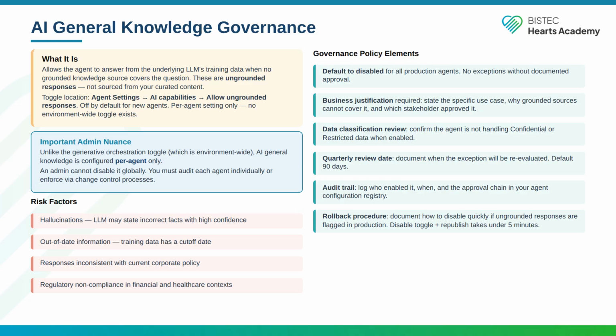Risk factors individually. Hallucinations. The LLM states incorrect facts with high confidence in natural language. Users have no visibility into whether the response is grounded or not unless you have designed disclosure into the agent's responses. Out-of-date information. Training data has a cutoff. Policy changes after that cutoff are invisible to the model.